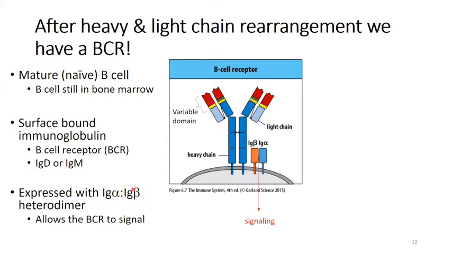And like I mentioned, it's expressed on the cell surface with this heterodimer, Ig alpha and Ig beta. These are signaling proteins that are associated with the B cell receptor that allow it to signal. The B cell receptor itself doesn't do the signaling. It's those Ig alpha and Ig beta chains that are associated with it.